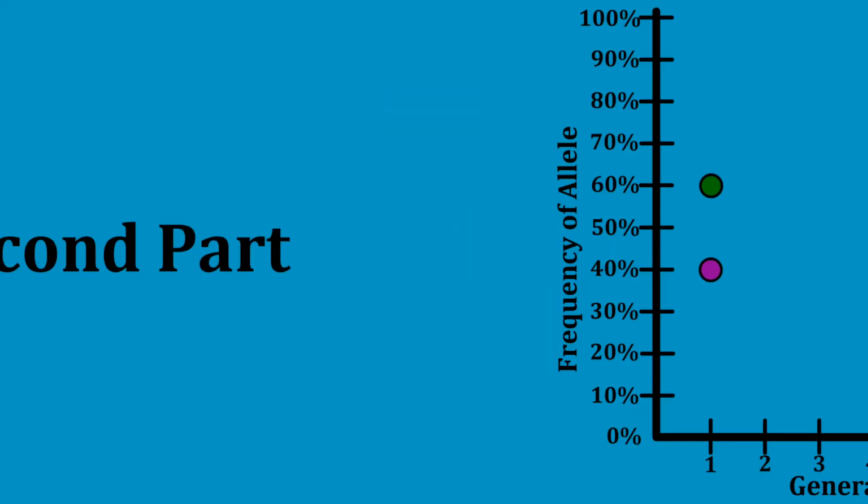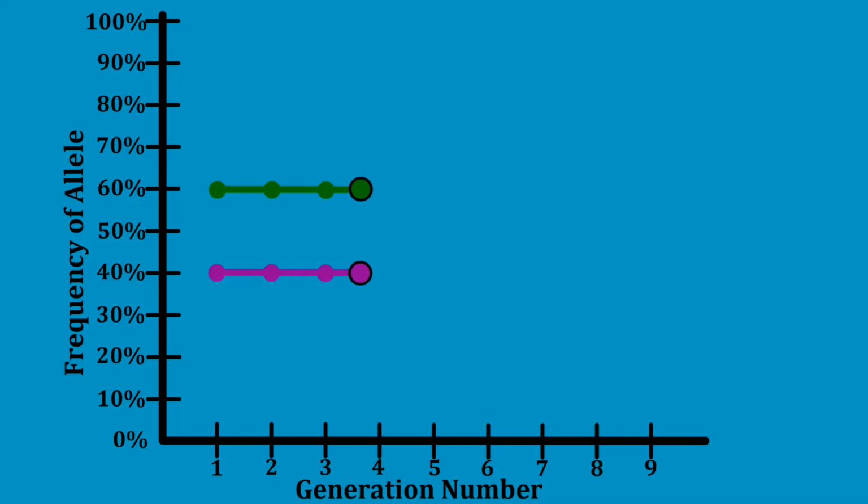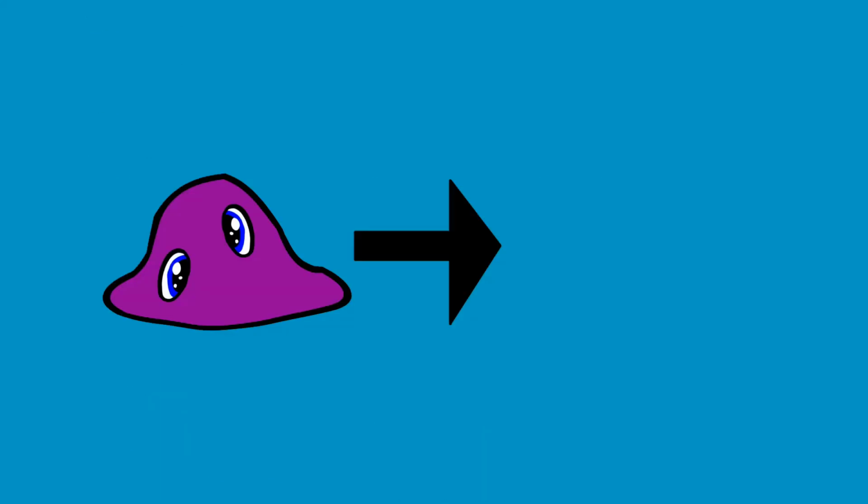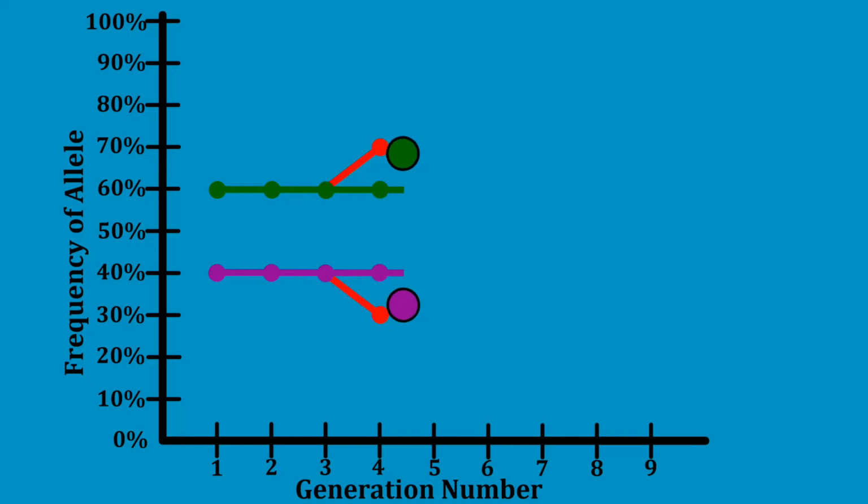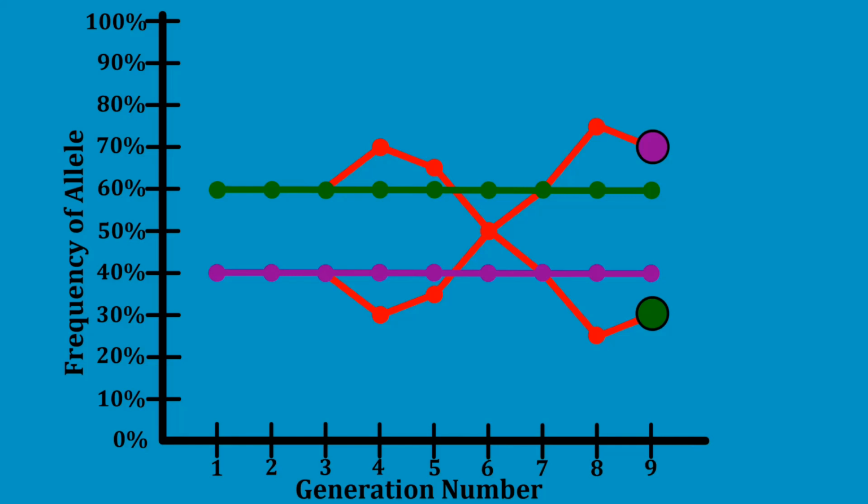The second part is the prediction that the frequency of an allele, or how common it is, should stay constant across multiple generations. These predictions only apply to populations that aren't evolving, but scientists can measure the variation of a population from the predictions in order to spot evolutionary trends.